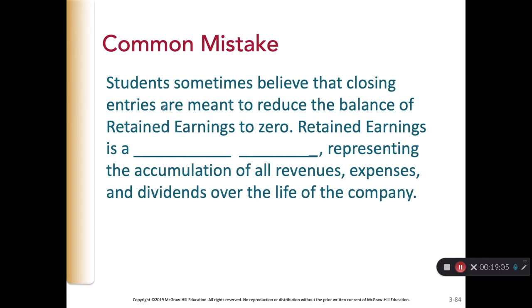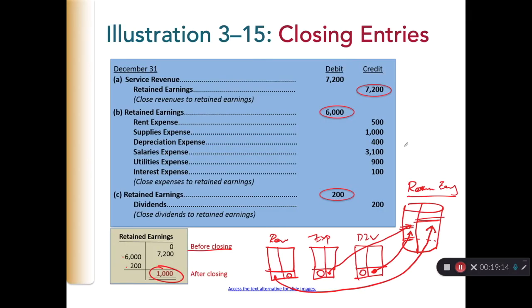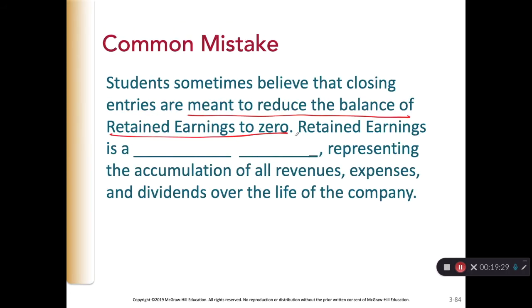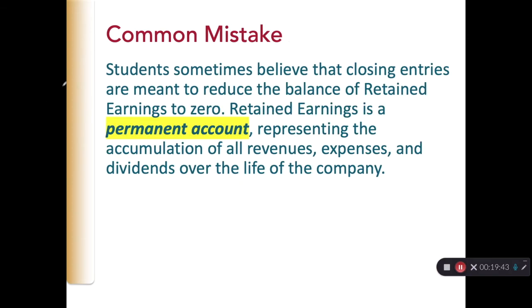Okay, so common mistakes. Students sometimes believe that closing entries are meant to reduce the balance of retained earnings to 0. Absolutely not, right? If you understand this concept, you will know that retained earnings is the bucket that stays forever. Because it's on the balance sheet, it's not a temporary account, right? Hence retained earnings should never reduce to 0. Retained earnings is a permanent account representing the accumulation of all revenue, expenses, and dividends over the life of the company, right? Permanent account. Okay.